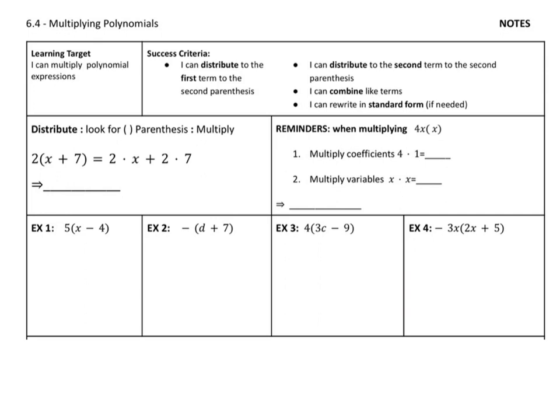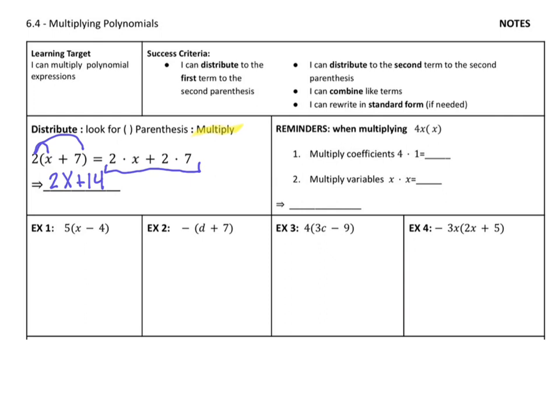Let's refresh our memories on what it means to distribute. Distributing, look for parentheses, and it means to multiply. That is what it means when you see parentheses here. For example, we have 2 parentheses x plus 7. That means we need to multiply 2 times x and 2 times 7, like I have shown written out right here. Now, you don't have to write it out like that. You just have to know that's what we're doing. We're multiplying 2 times x to get 2x, and then 2 times 7, a positive 7, to get 14. So our simplified answer is 2x plus 14.